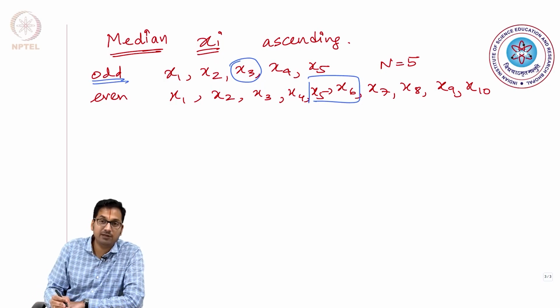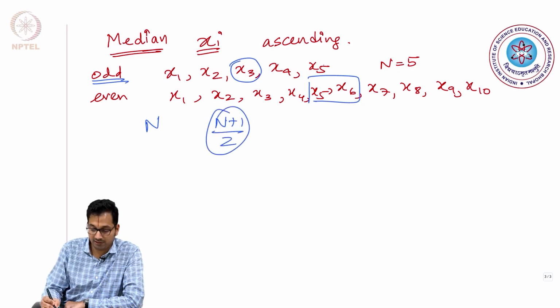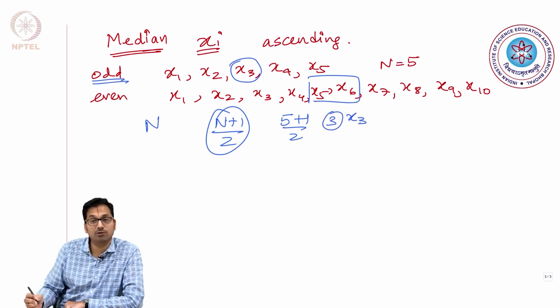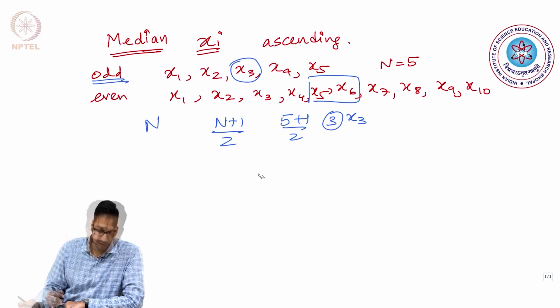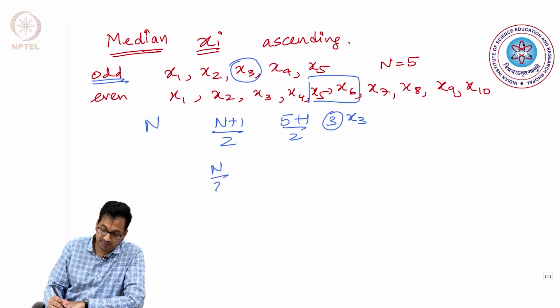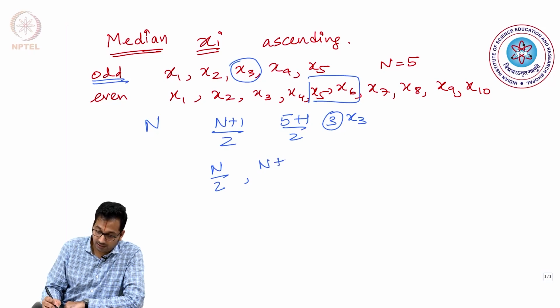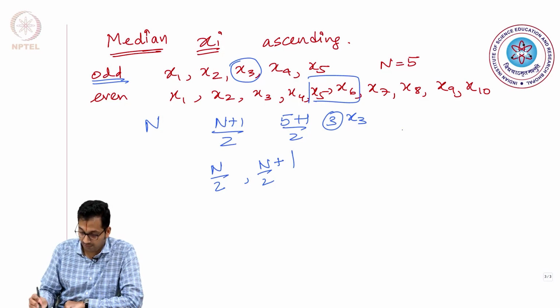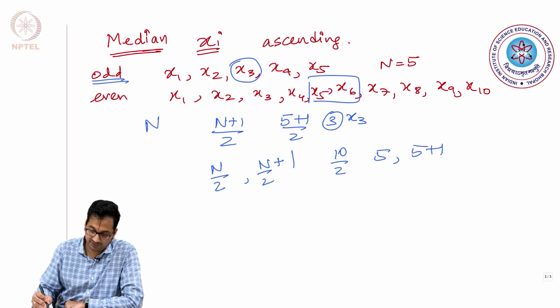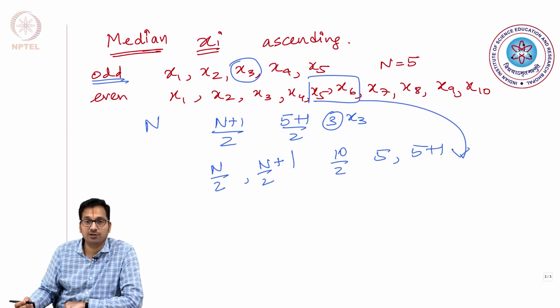So basically, for the median in the odd case, let's say you have n measurements that are odd, you go to n plus 1 by 2 to determine the median. In this case you had 5 measurements, so 5 plus 1 by 2 is 3. Therefore, you took x3 to assess the median. If you have an even number of measurements, then you take the average of the data points at n by 2 and n by 2 plus 1. So, in this case, what is n by 2? You have 10, 10 by 2 is 5. So you take 5 and 5 plus 1. So you take the 5th and the 6th point to get your median.